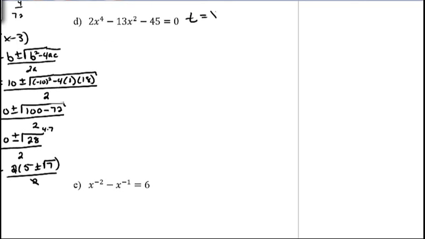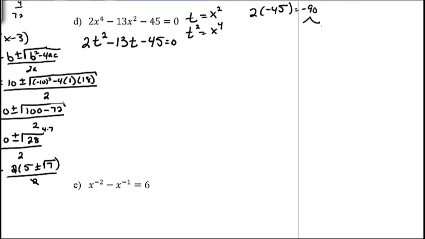So t is equal to x squared. That would give me t squared equals x to the fourth. So I'm going to replace that x to the fourth with t squared. So we get 2t squared minus 13, and x squared is t, so I'm going to replace that with t, minus 45 equals 0. So we want to see if this factors. We take the number in front of t squared, 2, times the plain old number, negative 45, and we get negative 90. Can I factor negative 90 so that the sum gives me negative 13?